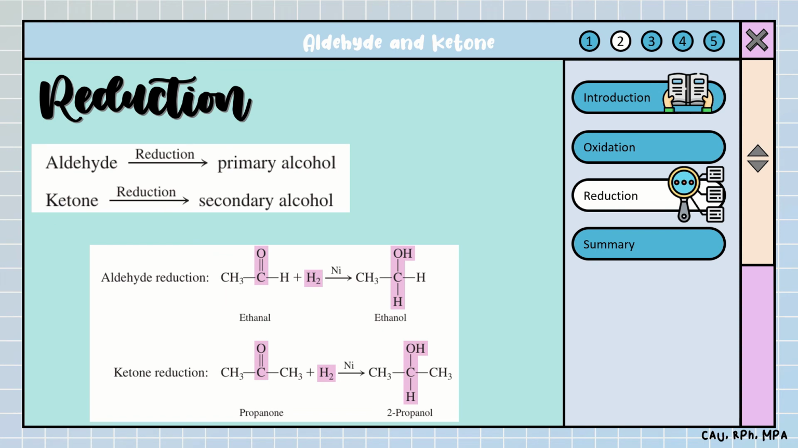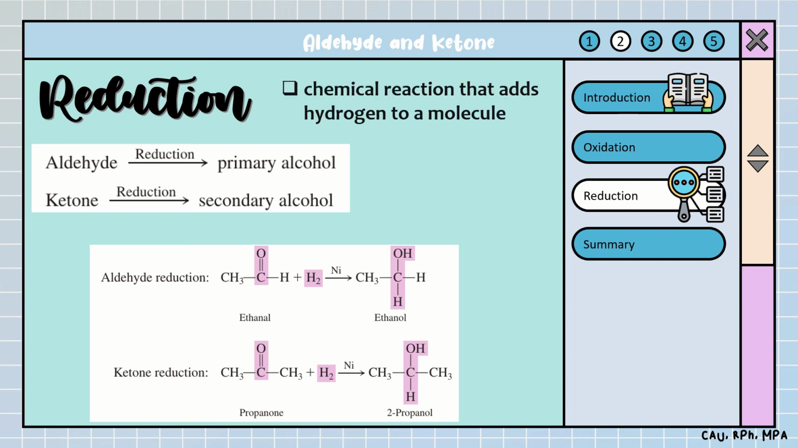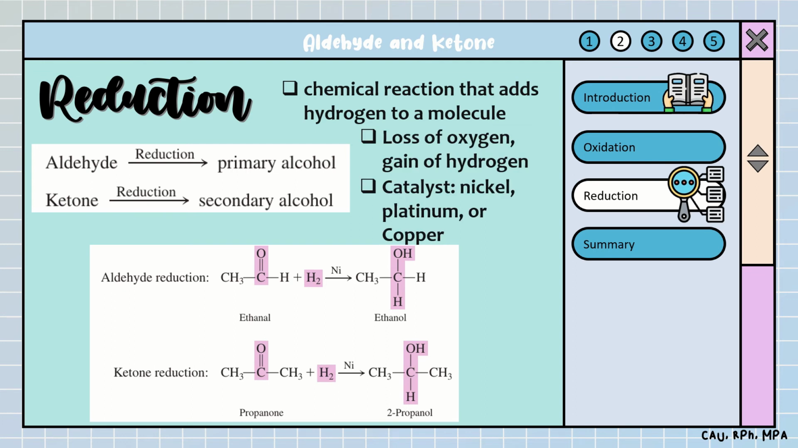Let's now proceed to another type of chemical reaction for aldehyde and ketone, which is the reduction. Reduction is basically a chemical reaction that adds hydrogen to a molecule. Aldehydes and ketones are easily reduced by hydrogen gas in the presence of catalysts, which are nickel, platinum, or copper, in which, with the help of our catalyst, there will be a loss of oxygen and a gain of hydrogen. So basically your reduction again is the opposite of your oxidation. And then their product is alcohol.